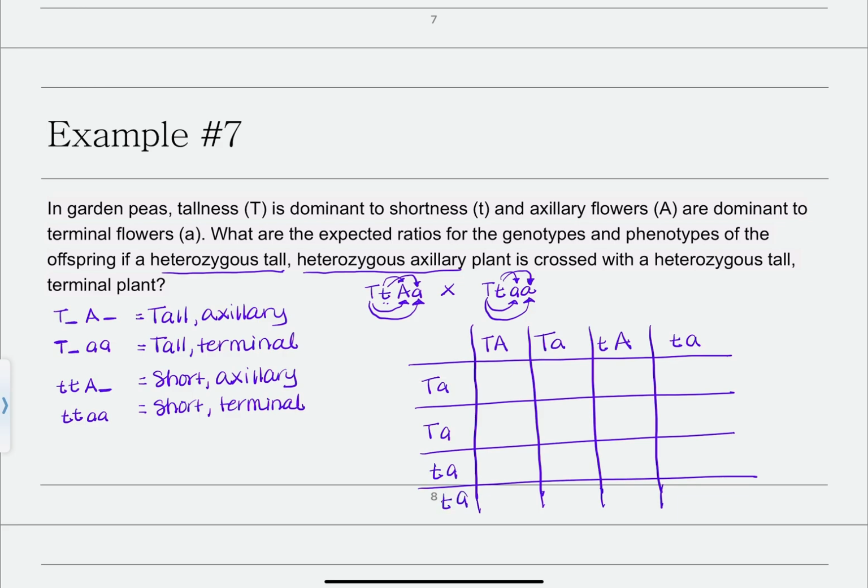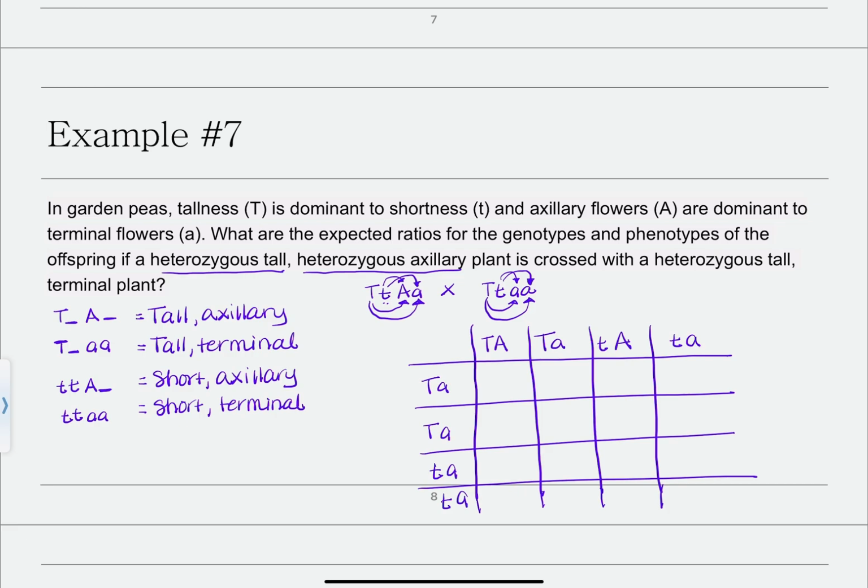Now in this case, because this allele is the same, this genotype is the same as this genotype, all of these would be the same. We could essentially erase this row. These two are the same. We could erase this row and it would give us the same probabilities. However, I'm going to go ahead and write them all out for now.